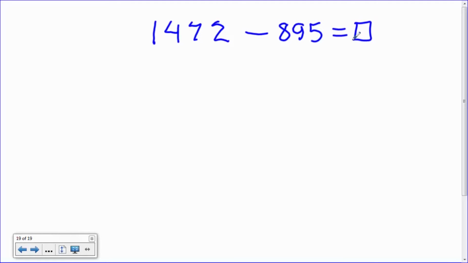So let's take a little bigger problem. Let's take 1,472, and let's subtract 895, and we're wondering if we take 1,472 objects and remove 895 objects, how many objects are left behind in the minuend set after I subtract 895 from the 1,472?